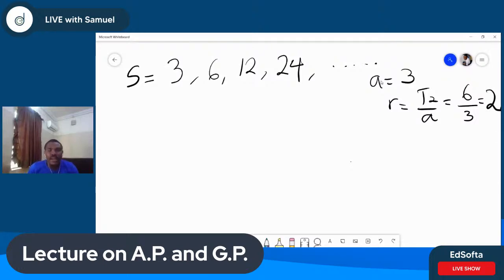Now for us to find the next term, as we did in the first example, we have A, T2, T3, T4.